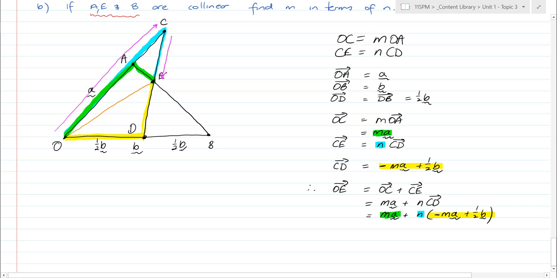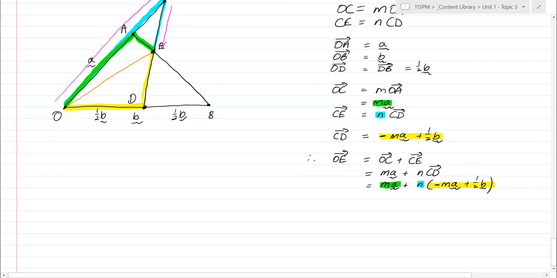OC was really easy and well known. CE's taken a bit of work, but I've worked it out now, and I'm just going to write that neater. So that gives me OE, because remember the question says determine OE in terms of M, A, N and B. Well, I've done that now, I just need to rearrange it a bit. So I get MA minus NMA plus a half NB, and then I'll just factorise this to get M minus NM, times A, plus a half NB, which is what we've got there. So that's our OE.